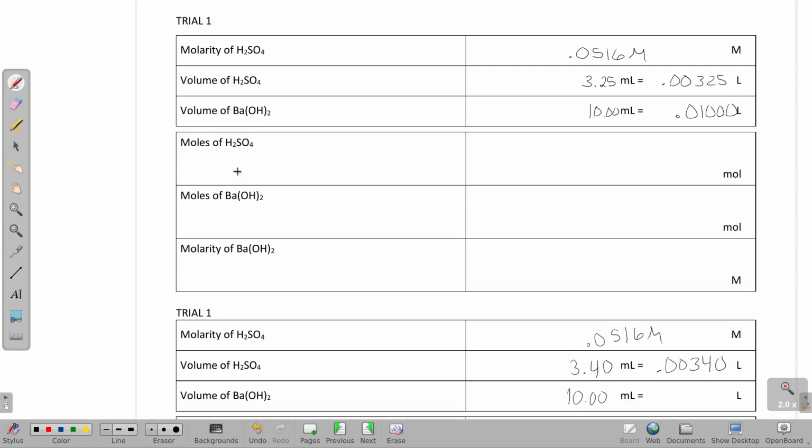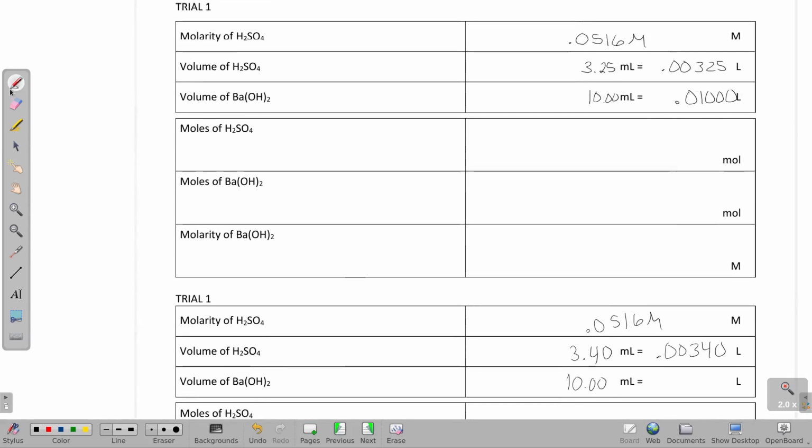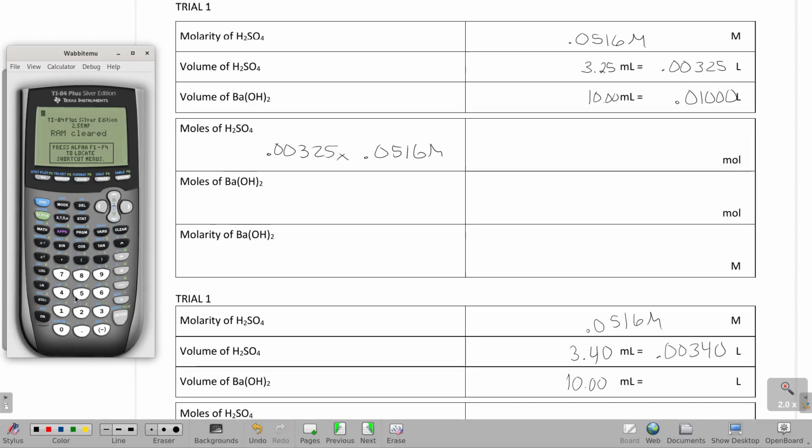All right, so the calculations we're going to do here and down here are the same. So I'm going to write out how I did these calculations here. So to get the moles of H2SO4, a common thing people want to do is get the molecular weight there. We're not going to do that in this case. We have a volume and we have the concentration. We're essentially just going to multiply those. So 0.0325 times the molarity to get the moles.